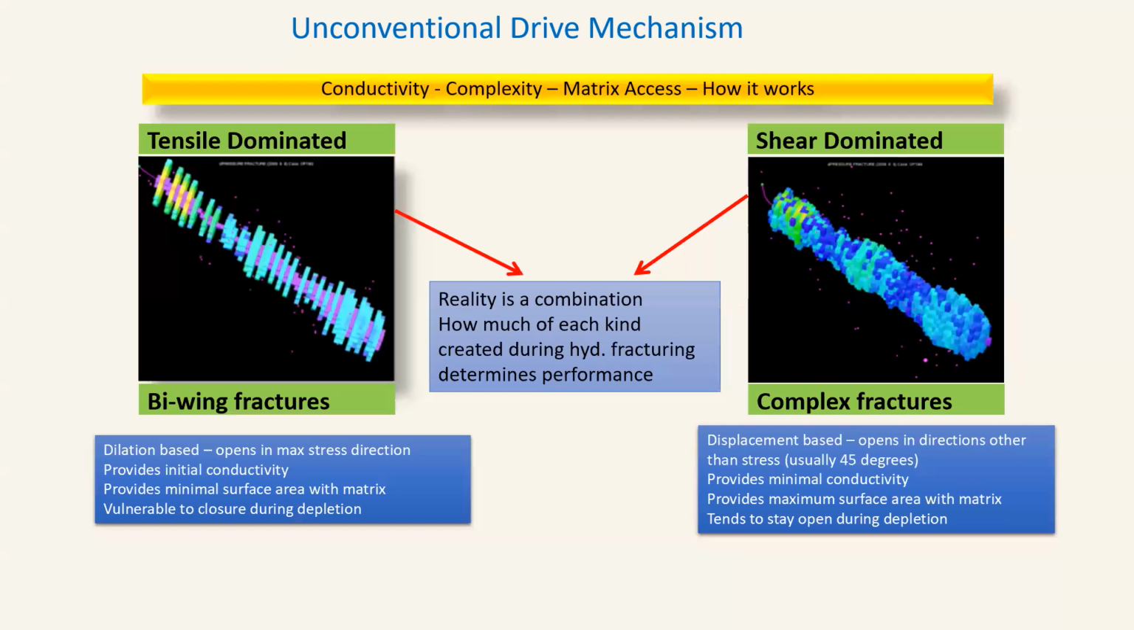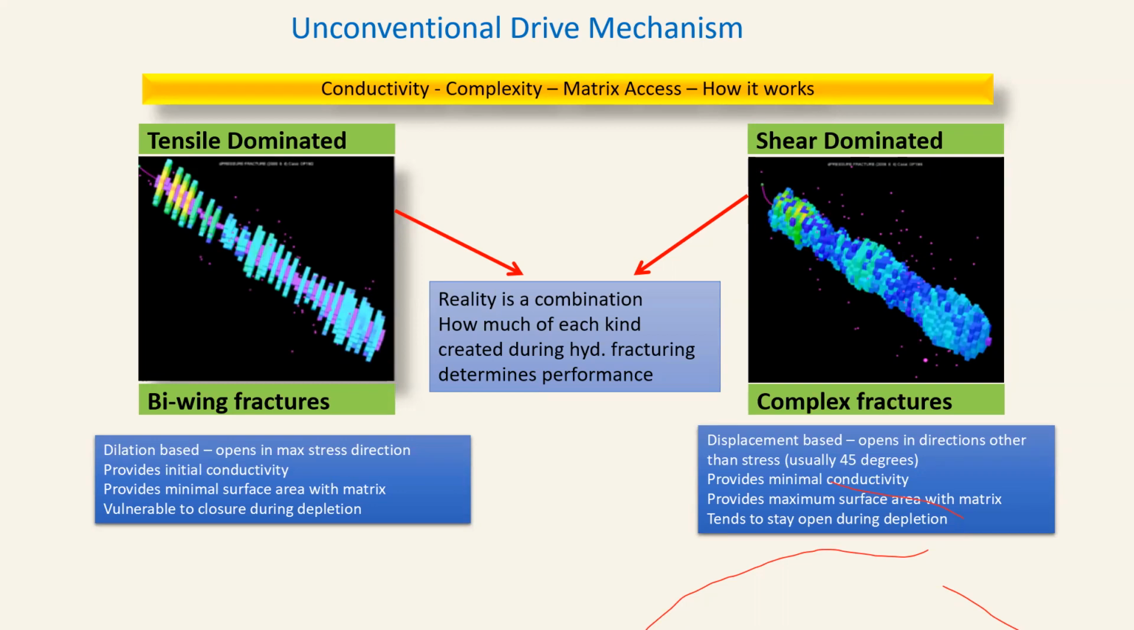So in here on the left side, we have a simulation in which we did tensile dominated failure. And on the right side, we have shear dominated failure. So simple bi-wing fractures on the left and then complex fractures on the right. Now, when we're looking at tensile failures, they're dilation based. The fractures are opening up. There is a relatively high amount of pore volume being created in that fracture. These are very conductive failures when you're talking about bi-wing tensile failures, very high conductivity, but they do not provide very much surface area. It just is a crack. It's not much surface area with the rock. And also because it is dilating open because of the hydraulic fracturing process, once pressure is depleting, these will close right back up again.